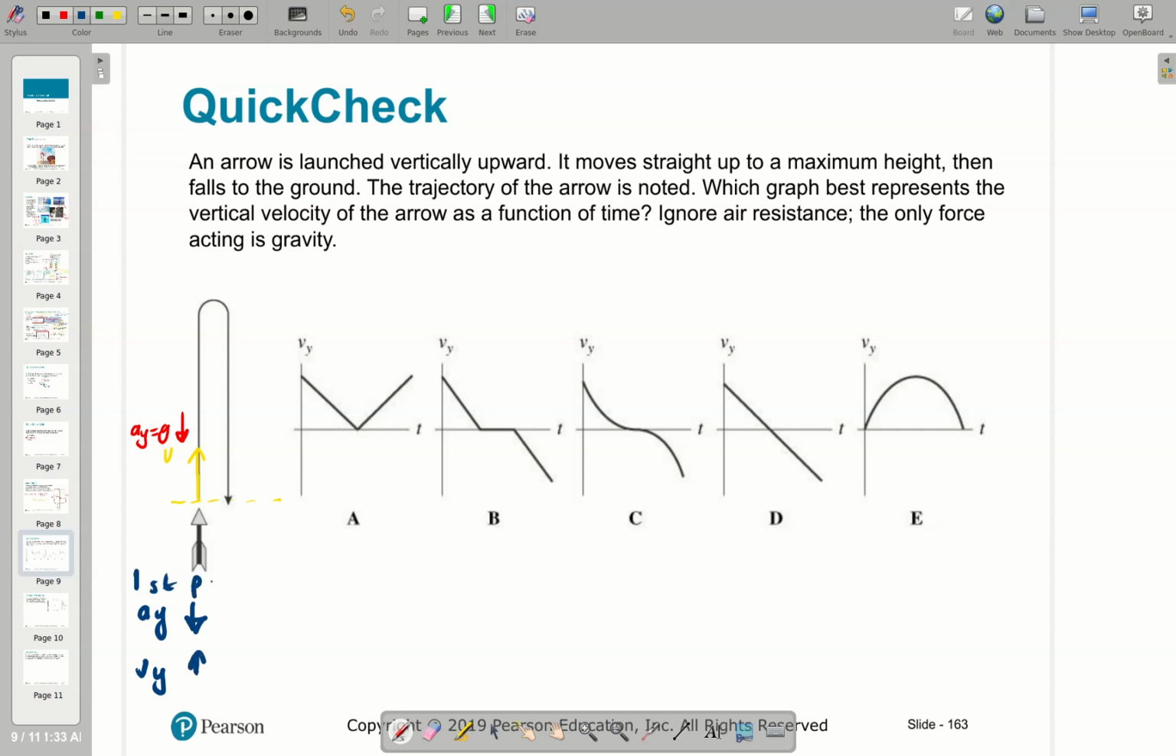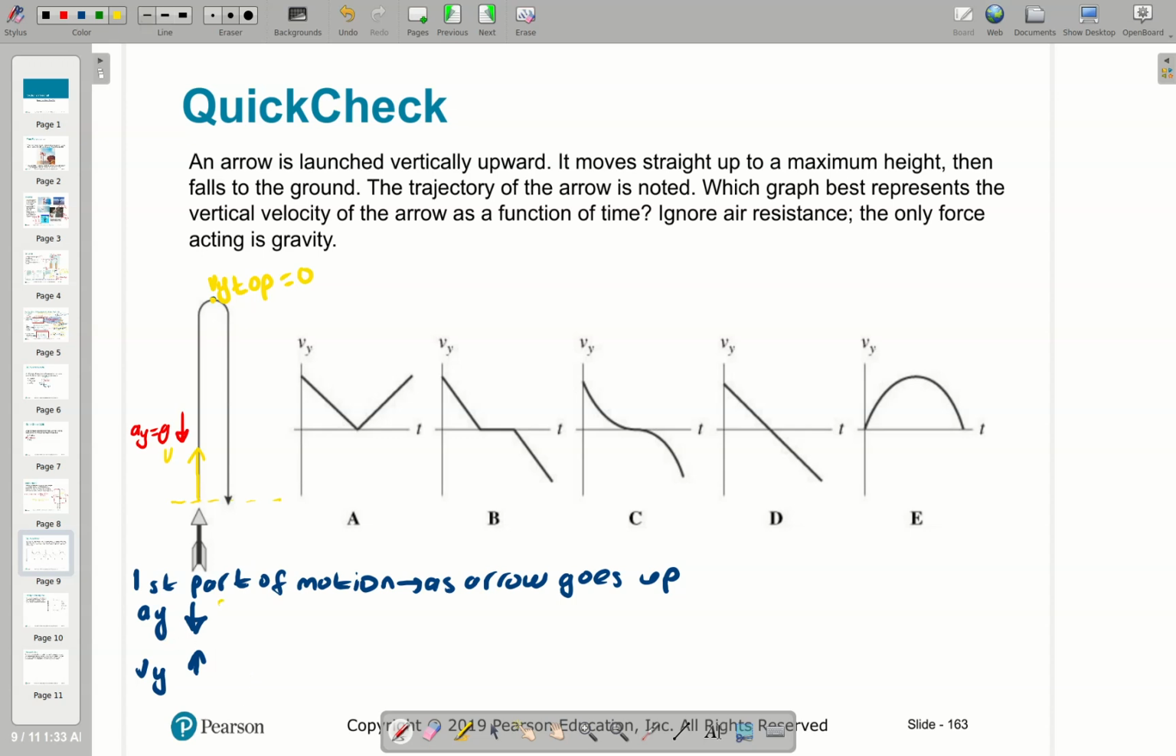By first part of the motion I mean as the arrow goes up, so it will go up, up, up. At this position, it will stop. It will have a Vy top equals 0, right? We discussed that. So what is happening now?